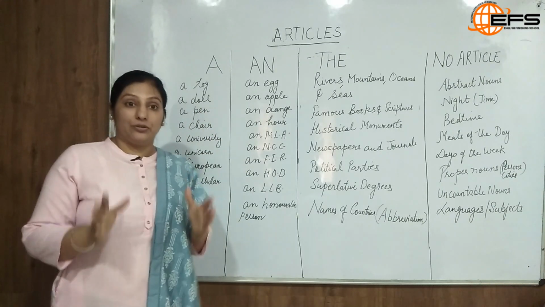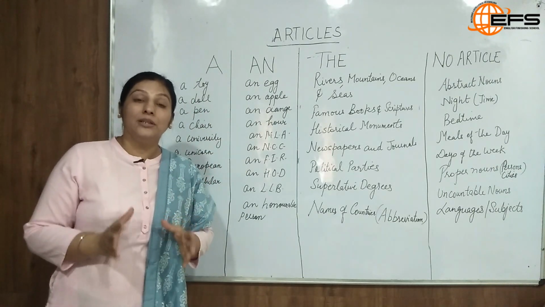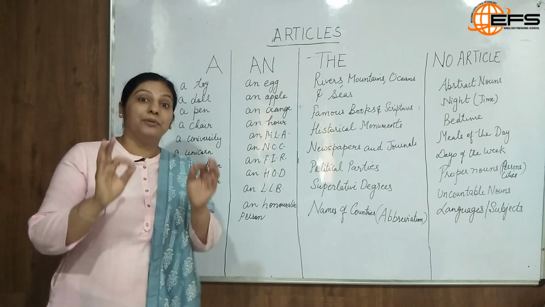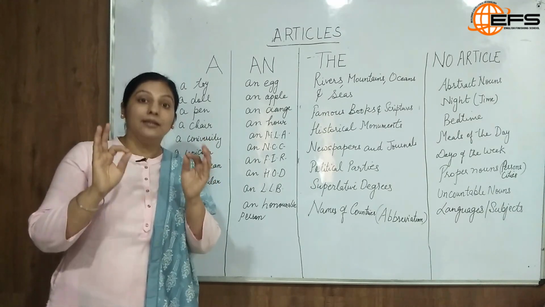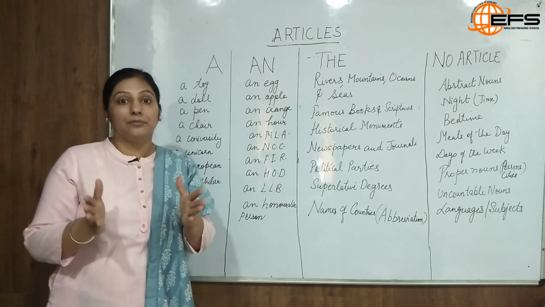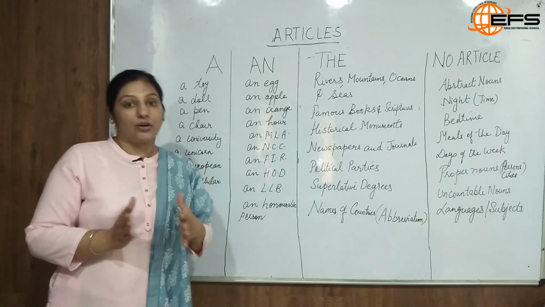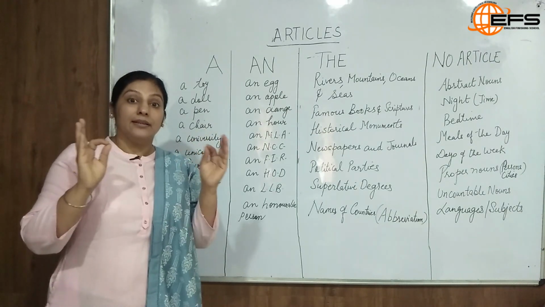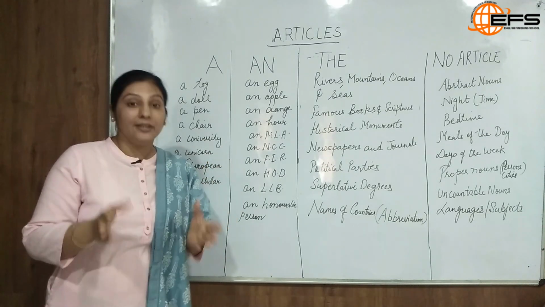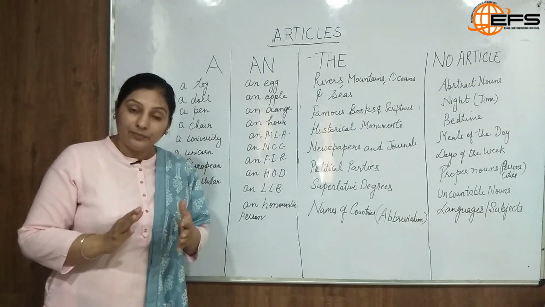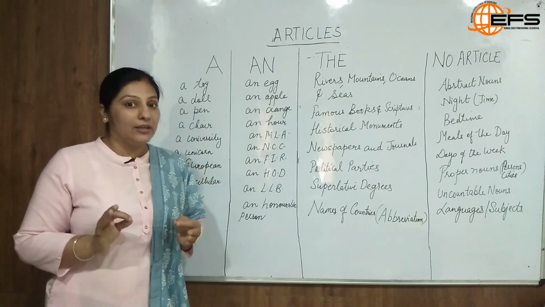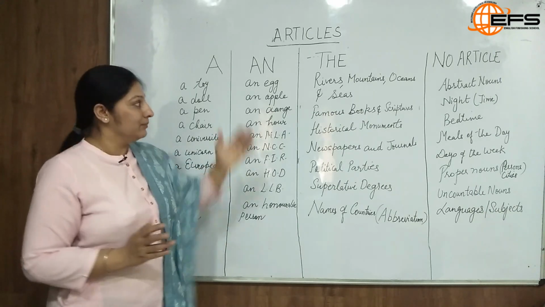So this is all we need to remember as one thumb rule: the sound produced will be the single and sole factor to determine whether to use article a or an. If we are getting the sound of a consonant, we have to use article a, and if we are getting the sound of a vowel, we have to use article an.